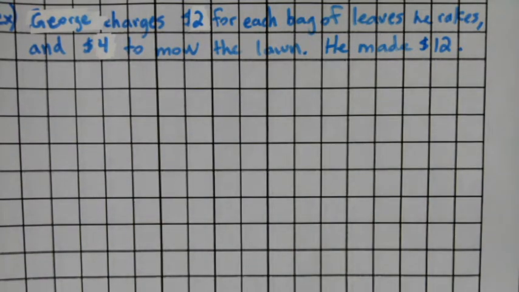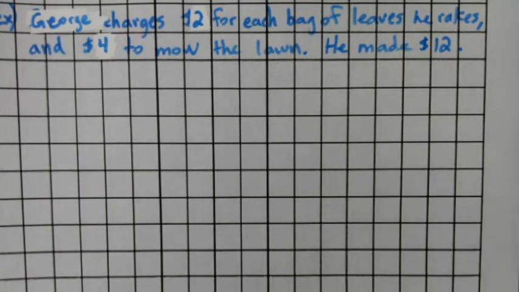So to start off, let's look at this question. It says that George charges $2 for each bag of leaves he rakes and $4 to mow the lawn. He made $12. And we need to first write an equation that represents this problem.